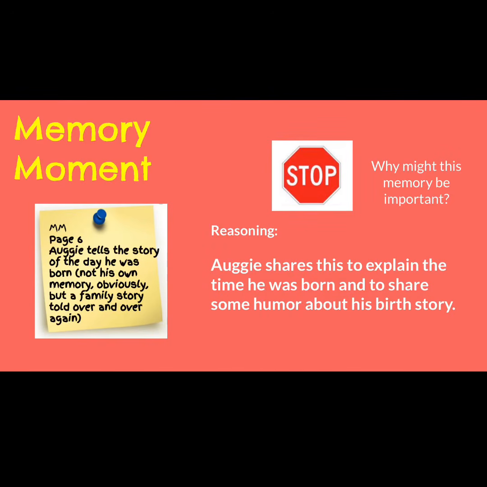And if you noticed on my post-it, I labeled it as an MM, as memory moment. Page 6, Augie tells the story of the day he was born. Not that it's his own memory, but it's a family story that's told over and over again. So I stopped and I asked myself, why might this memory be important? And I think for my reasoning, it's because Augie shares this to explain the time he was born and to share some humor about his birth story. We could go on into more details and explain how maybe this is a story that gives him some kind of comfort, and that's why he reflects on it. So that is my example for memory moment in the story Wonder.